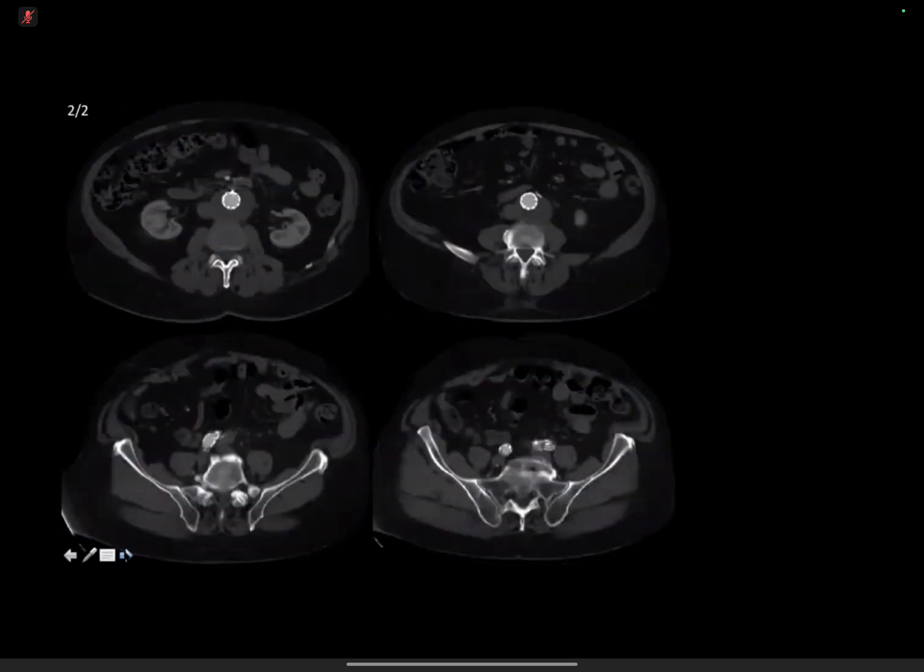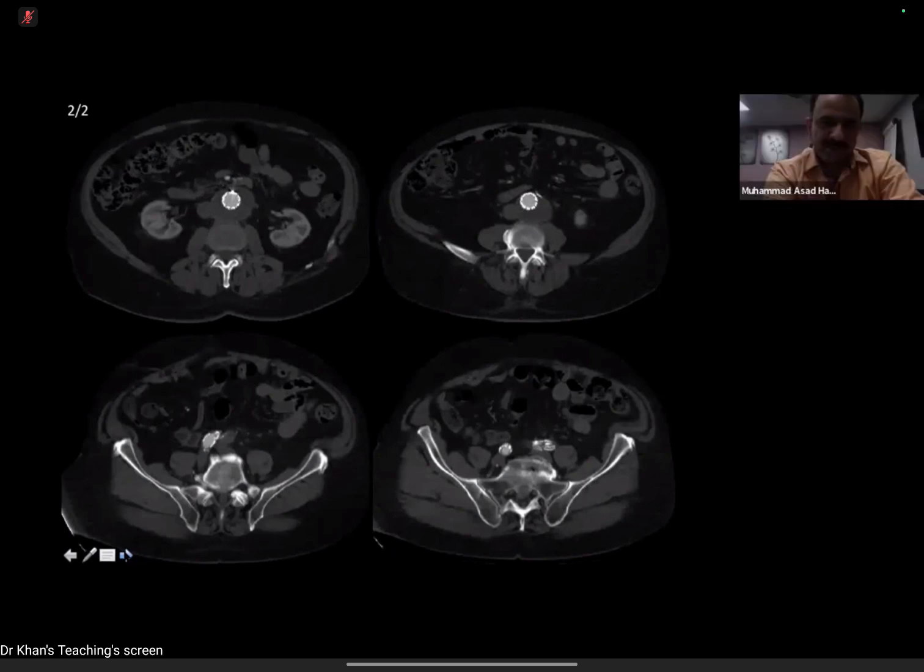Have a look at these images. Can you see anything? Okay, so in the right lower image, I can see part of the stent, which I cannot see on the image on the left. Has the stent migrated inferiorly? No.